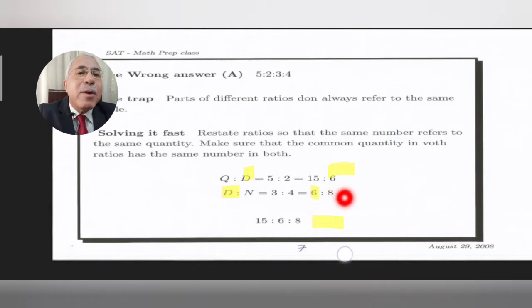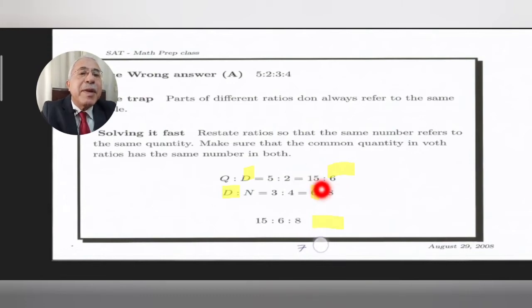Now, what does he want? He wants quarter to nickels. Q to N. That means 15 to 8. Okay, but be careful here. There is one important point. If you have any simplification, you have to simplify it. But here there is no simplification.